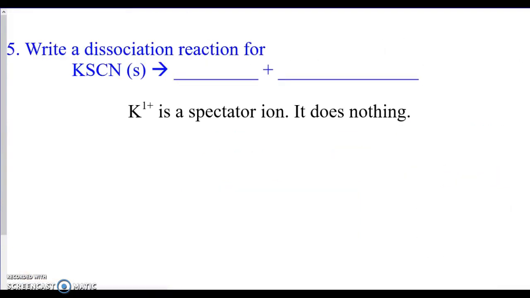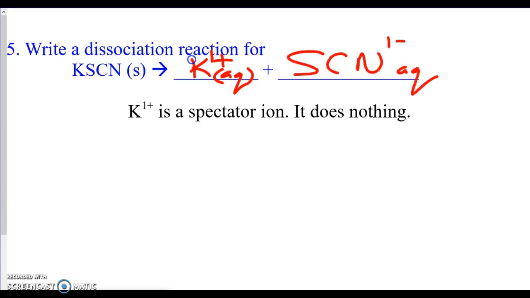So write the dissociation for potassium thiocyanate. Try this. You would end up getting potassium ions, aqueous, and you would end up getting thiocyanate ions, aqueous. Potassium is going to be a spectator ion in this particular reaction that we're going to do on the next slide.